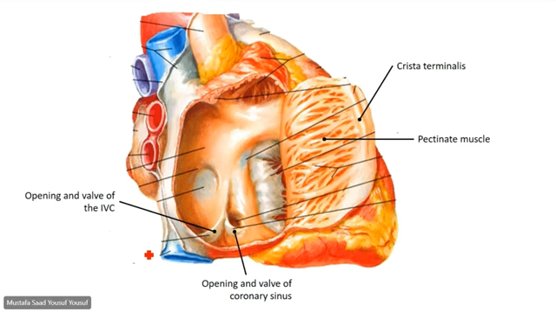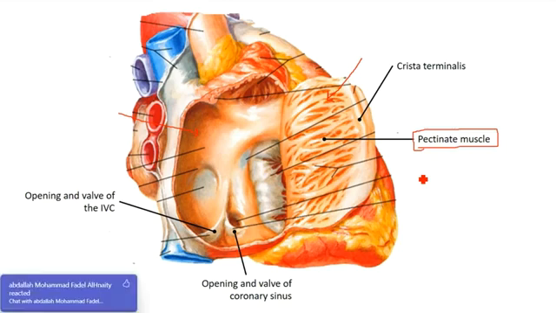Here, this is just an image that shows the various parts of the right atrium. Here is the smooth part, the sinus venarum, and this is the rough, trabeculated part. These muscles that we see are called pectinate muscles. The muscles in the ventricles are called trabeculae carneae, but the muscles in the atria are called pectinate muscles.